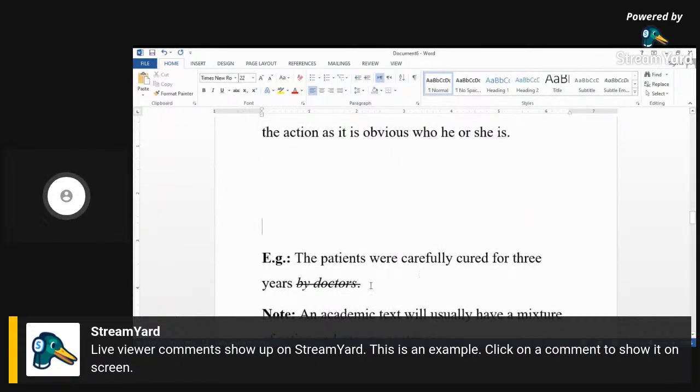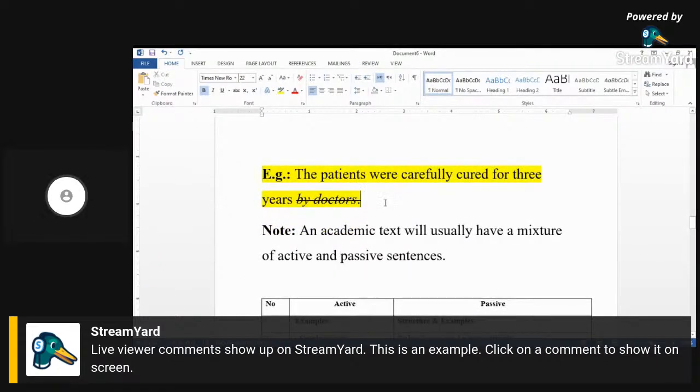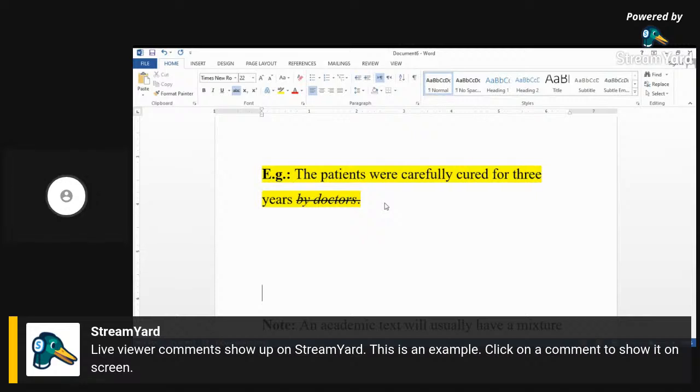Look at the example here. In here this example is very clear. I'm sure that if we say that the patients were carefully cured for 3 years, it is clear or obvious for us that the patients were carefully cured for 3 years by doctors. So in here it is not necessary to mention the doer of the action.